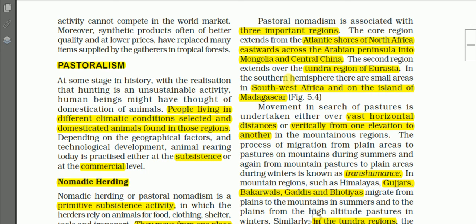Pastoral nomadism is associated with three important regions. Where is pastoral nomadism practiced? Normally it is associated with three important regions across the world. The core region extends from the Atlantic shores of North Africa eastward across the Arabian Peninsula into Mongolia and central China. So this is the core region, the most important region. The second region extends over the tundra region of Eurasia in the northern hemisphere, and in the southern hemisphere there are small areas in southwest Africa and on the island of Madagascar. Figure number 5.4 shows the same.